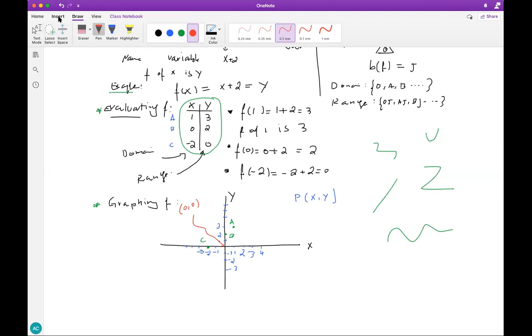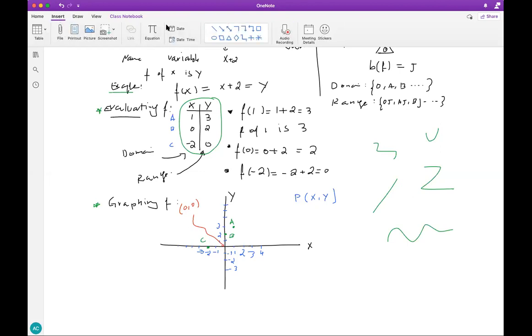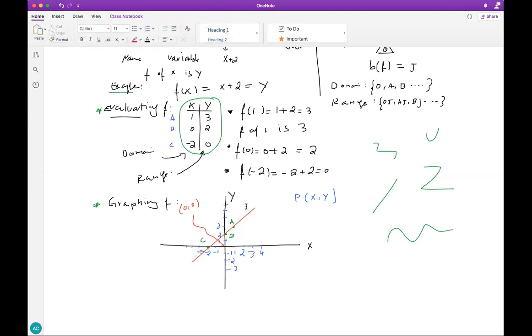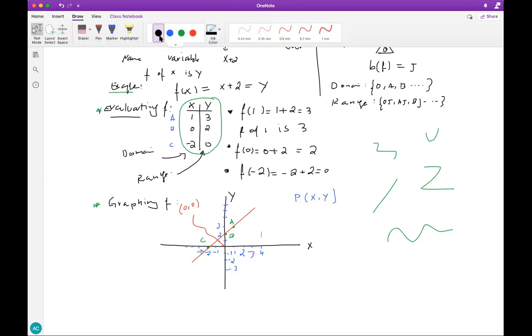I believe I should have, yep, I found it. I have a line here. So that's the graph of this function. So this function here is basically just a graph that looks like this. So the graph of function f of x, x plus 2 is this red line.